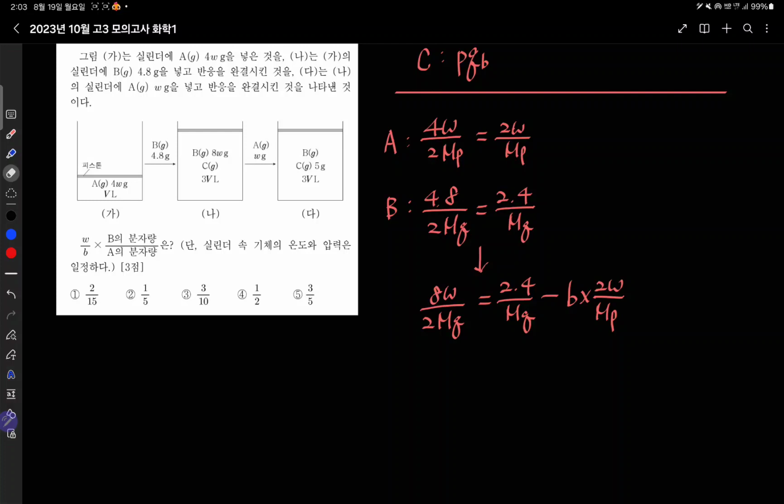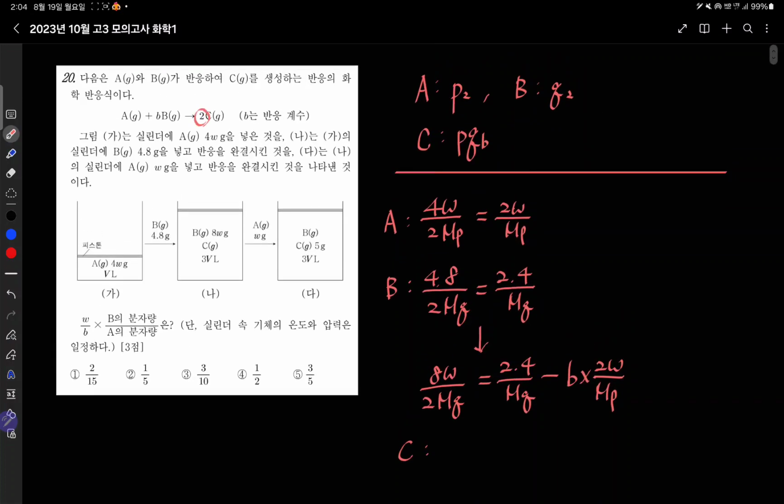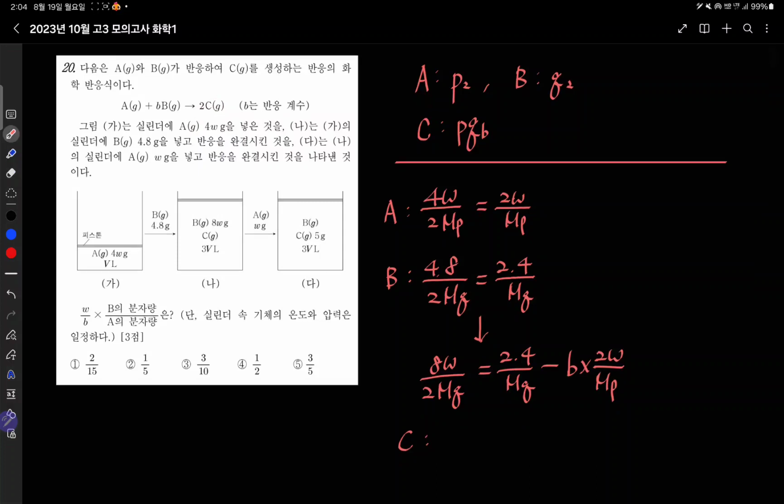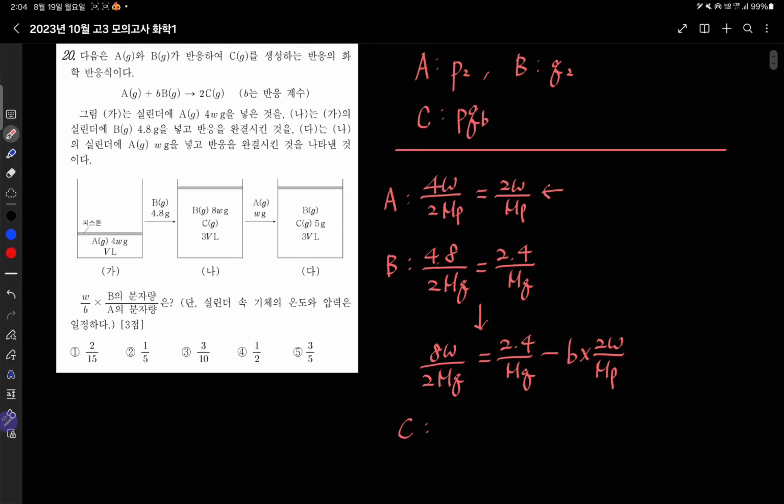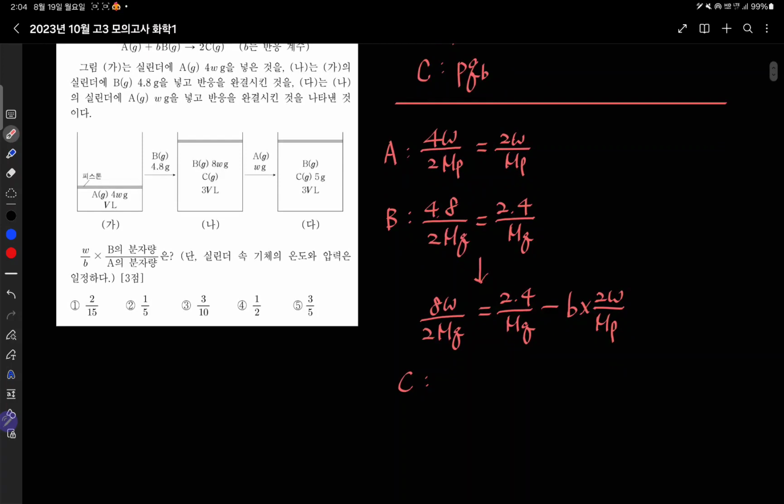And the number of gas C molecule produced is 2 times the number of A molecules consumed in the reaction. So that means 2 times gas A molecule is the number of moles of gas C molecule. That's 4 times W over MP.